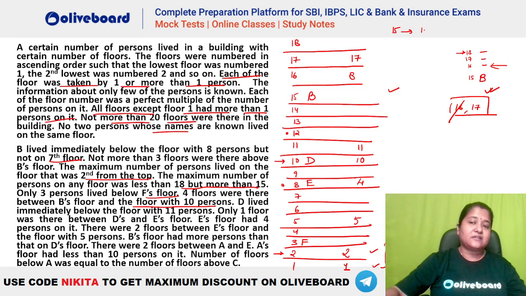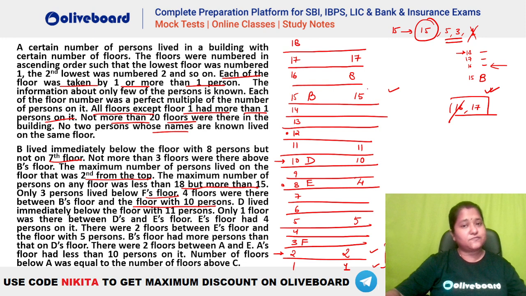We know that 15 is a factor of itself. Similarly, we have 5, we have 3, we have 1. 1 is not a possibility because it is already given that only one of the floors has one person. 5 and 3 are less than the persons on D's floor because D's floor is 10. So the only possibility will be 15 persons in here. So you can see D has 15 persons on his floor. Okay, done.